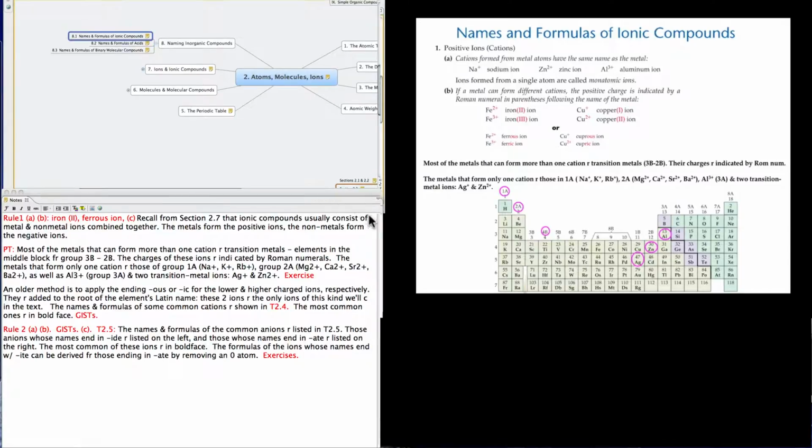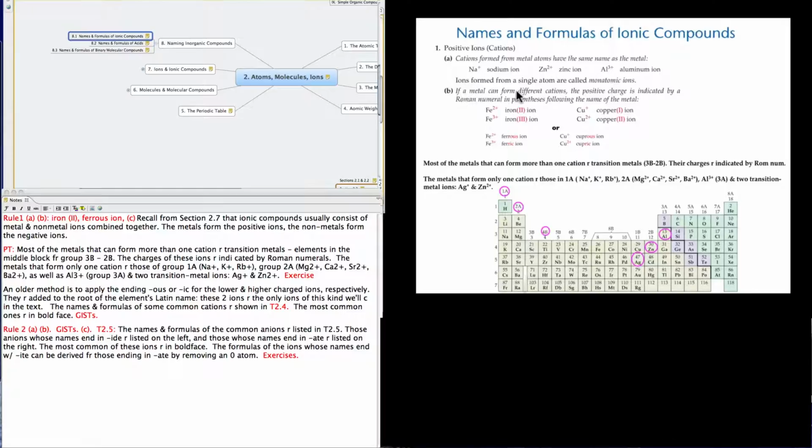Now let's look at the naming of ionic compounds. For the positive ions, the cations formed from metal atoms have the same name as their metal. So sodium forms the sodium ion, and zinc forms the zinc ion. From aluminum, you have the aluminum ion. Ions formed from a single atom are called monoatomic ions.